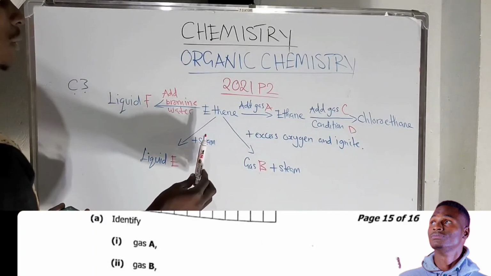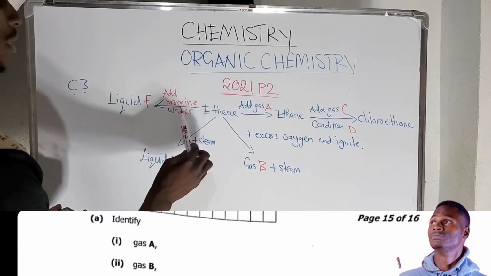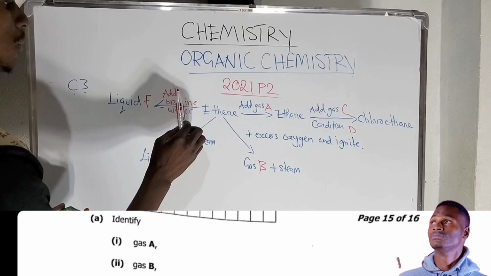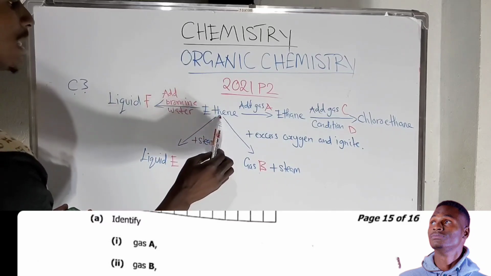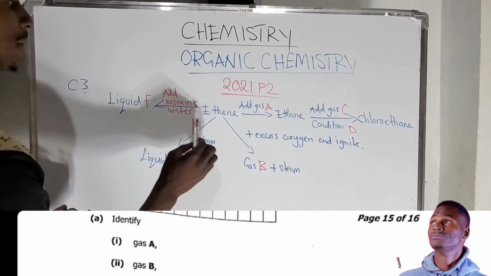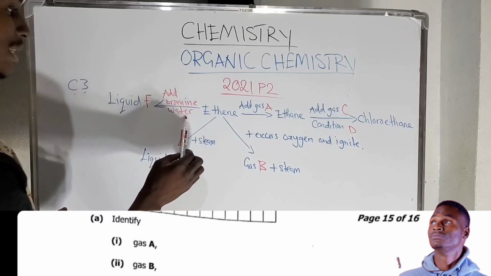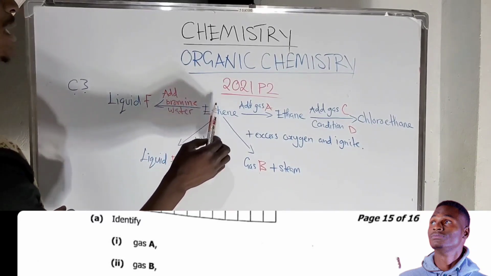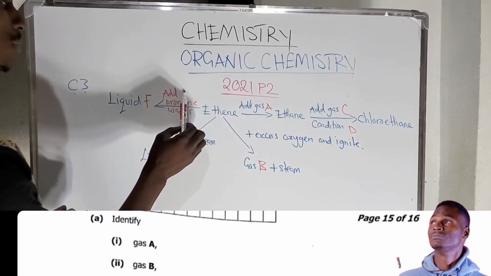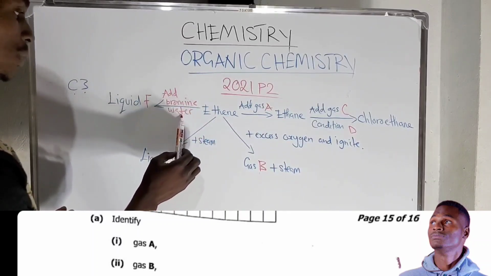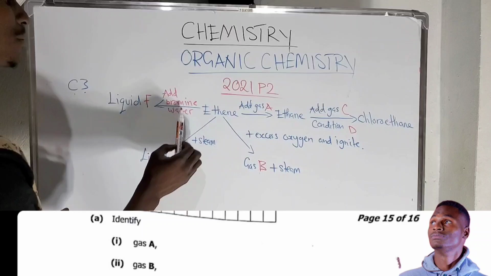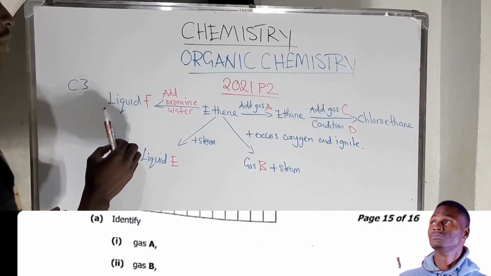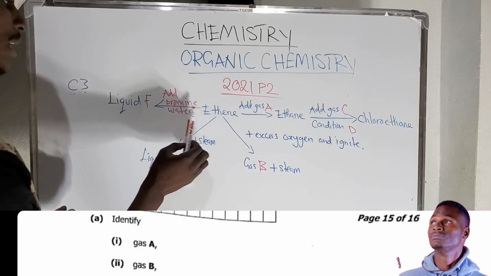So we have ethene. When you add bromine water to ethene, the bromine water will be decolorized. The color of bromine water is brown. When it's added to alkenes, the bromine solution loses its brown color. Now, what is the name of the liquid that is formed when bromine is added to ethene?